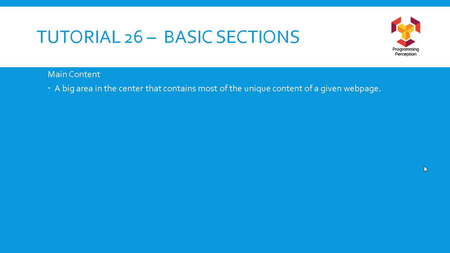The next section is main content, and as the name suggests, it is the main content of the page. It is a big area in the center and contains most of the unique content of a given web page. That means this part of the website will vary from page to page. For example, if we are on the home page, then the main content will contain the introduction and home page related contents. Similarly, when we are on the About Us page, the main content will contain the About Us information. So the main content of a page depends on the page itself.